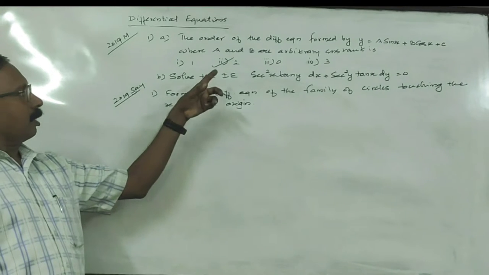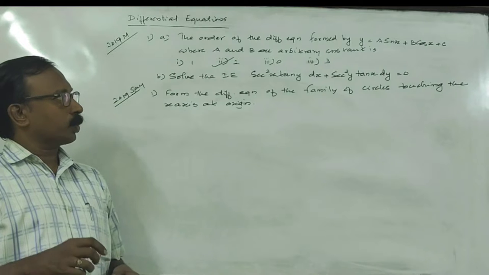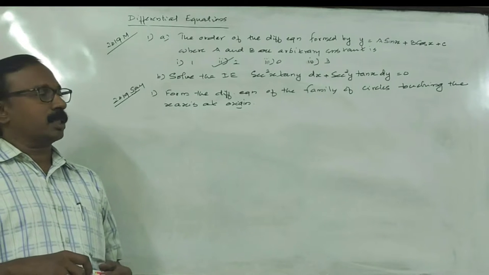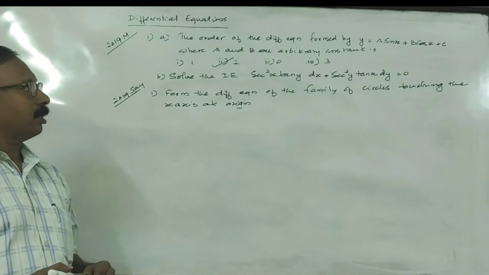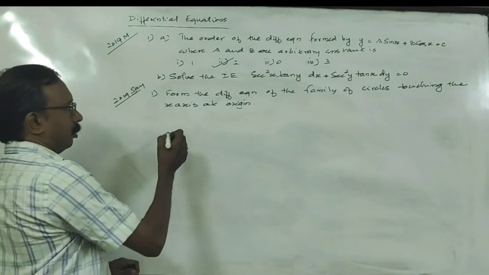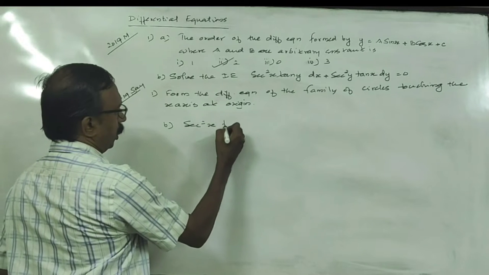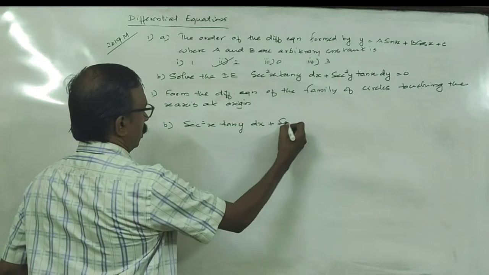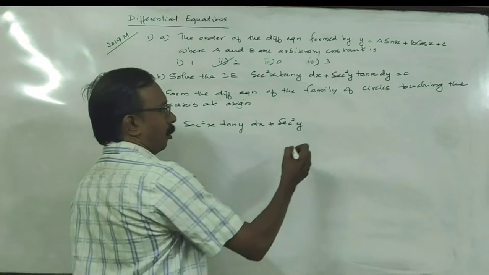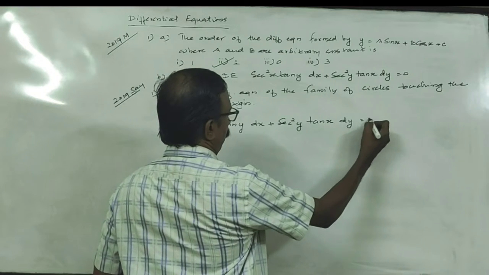In the second question, solve the differential equation sec square x tan y dx plus sec square y tan x dy is equal to 0. It is a variable separable differential equation. Here, sec square x into tan y into dx plus sec square y into tan x into dy is equal to 0.